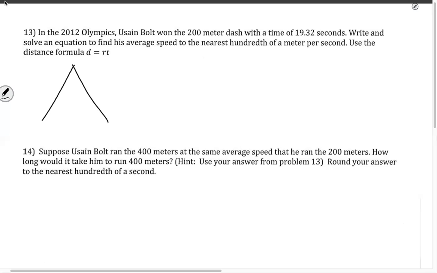If you haven't, there's a pyramid they teach you in middle school. It looks like this: D on top, and then R and T, with a little multiplication sign, meaning R times T is D. The line acts as a division sign, so D divided by T gives R, or D divided by R gives T. So let's solve this. Let's write D equals RT.